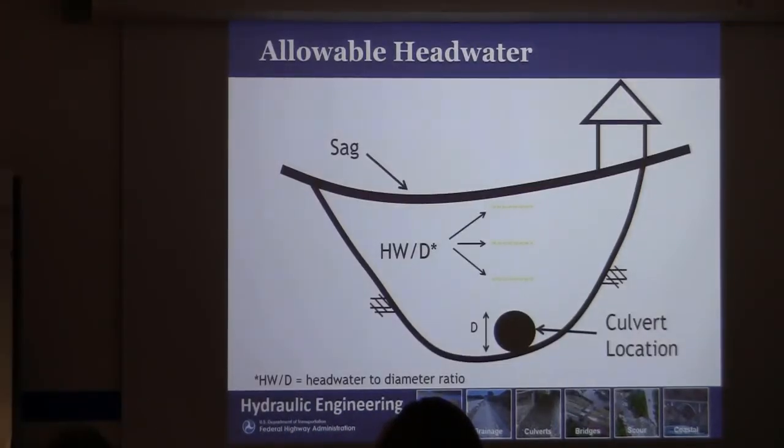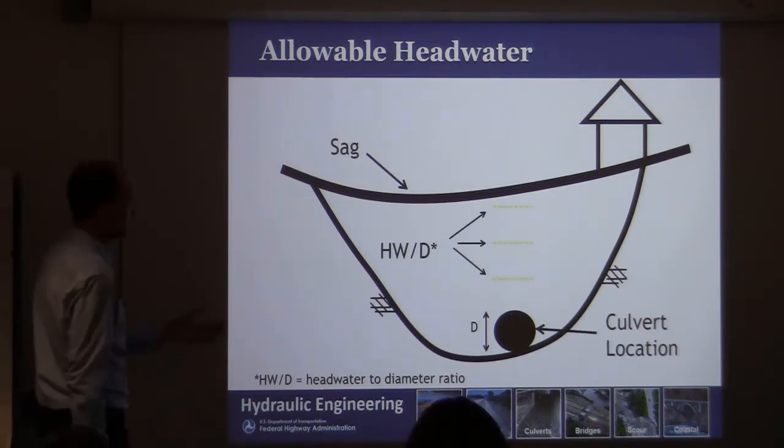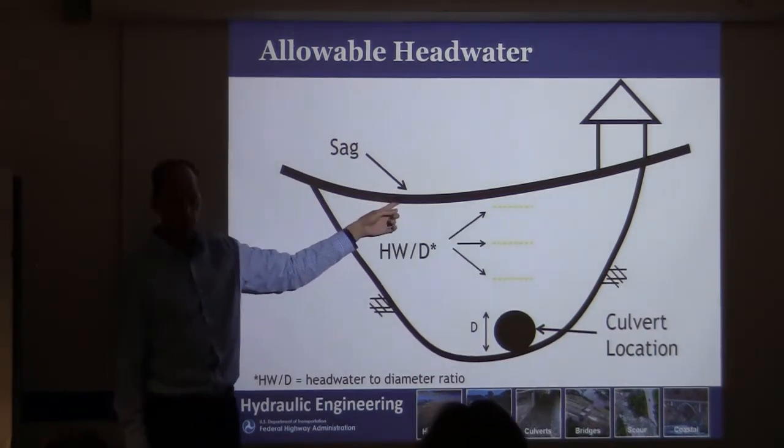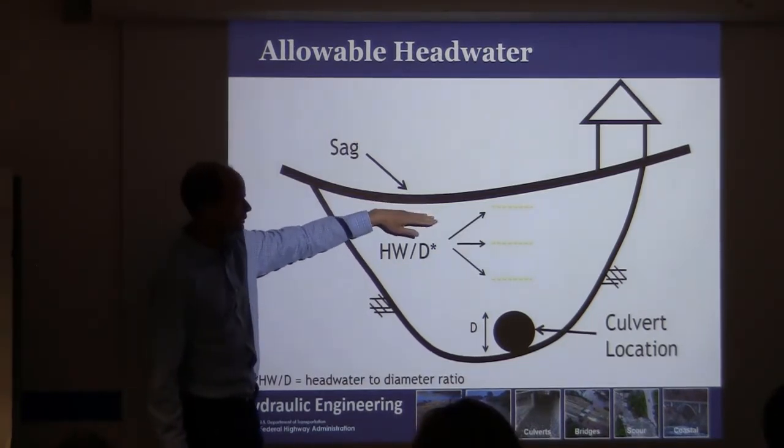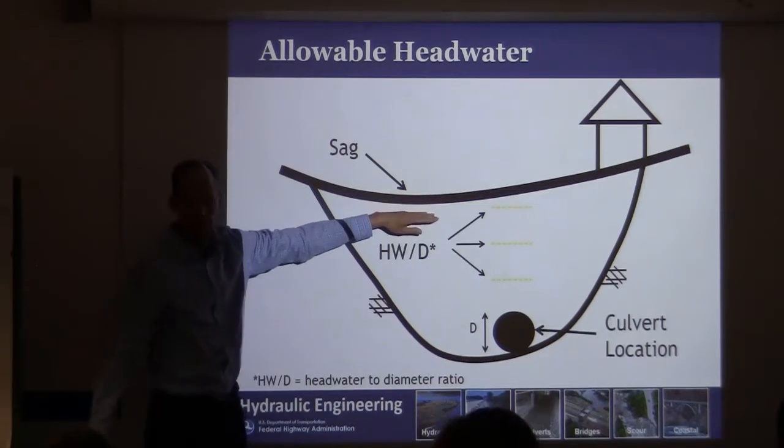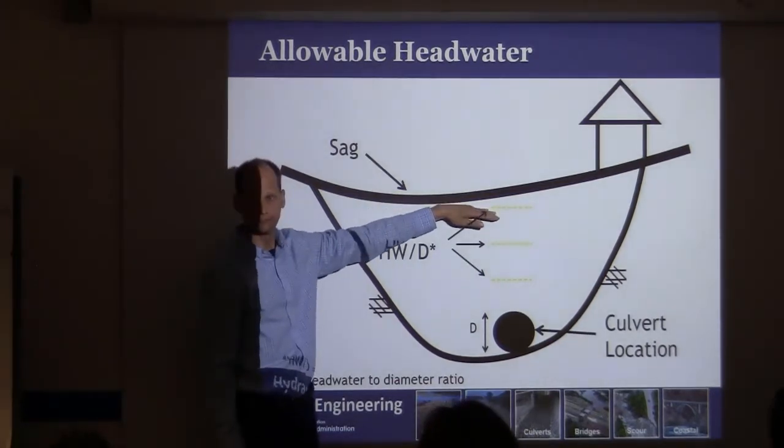The allowable headwater is not necessarily something that you calculate. It's actually something that you set as a do not exceed threshold for your design event, and that's based on your site visits and some of the background homework that you do for your project. If here's a sag point in my roadway, and I don't want roadway overtopping for my design event, then maybe your allowable is set below that with some freeboard built in. So maybe my allowable headwater is here.